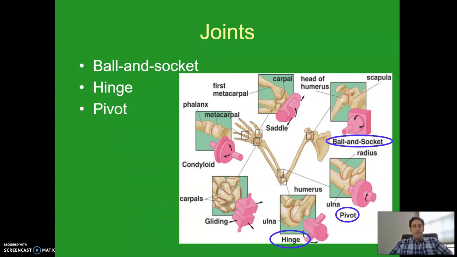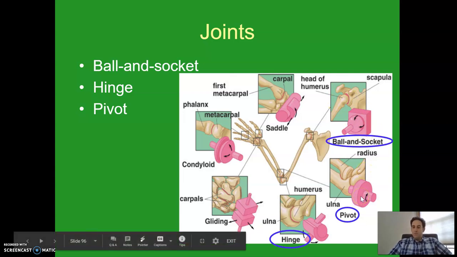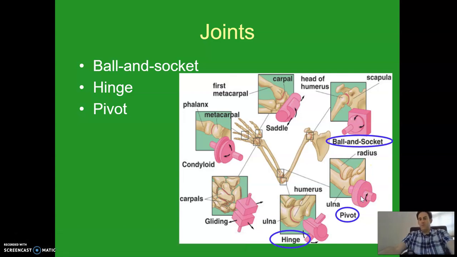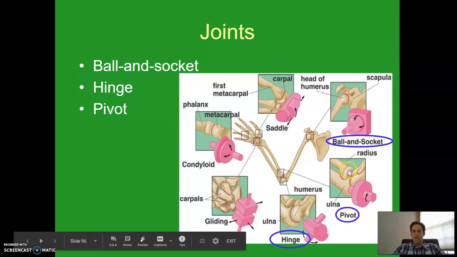So, you can categorize these synovial joints as different types. There's ball and socket, which is like your arm bone connecting to your shoulder, the humerus and the scapula. There's a pivot joint, so your radius and ulna. If you take your arm and just kind of rotate, palm up, palm down like that, that's a pivot joint. And what's happening is the head of the radius is rotating about the ulna.